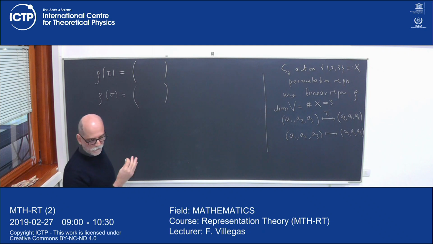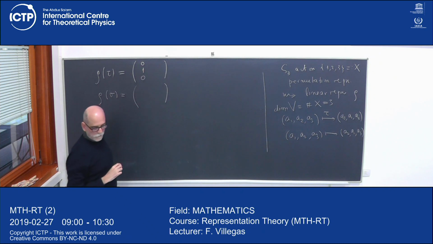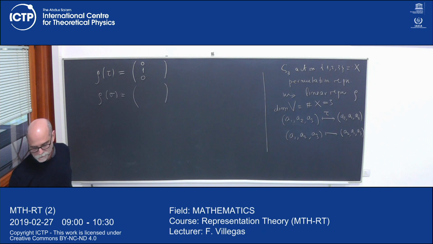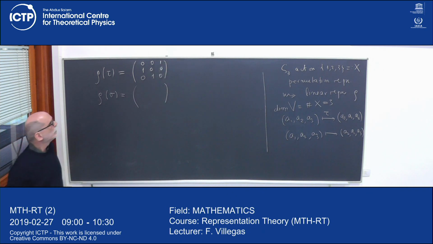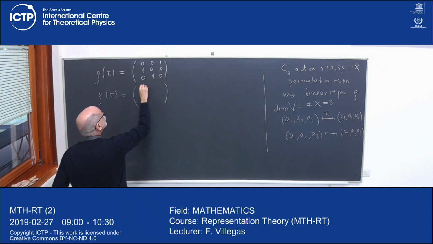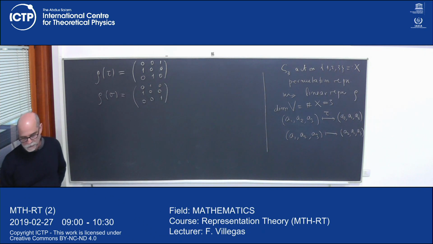The first column is where the first vector goes, right? So the vector 1, 0, 0 goes to 0, 0, 1, 0. The vector 0, 1, 0 goes to 0, 0, 0, 1. And 0, 0, 1 goes to 1, 0, 0. And rho sigma is 0, 1, 0, 1, 0, 0, 0, 0, 1. Yep.